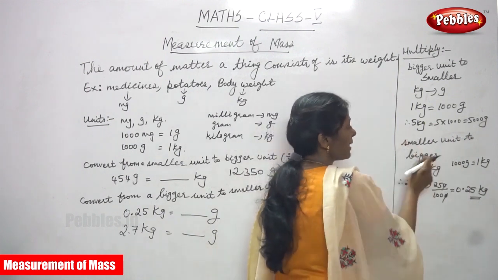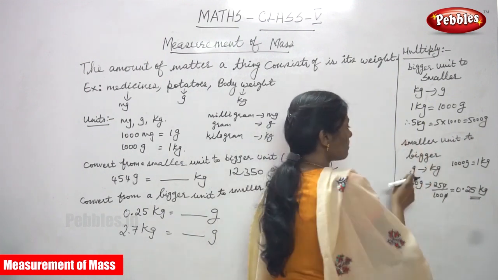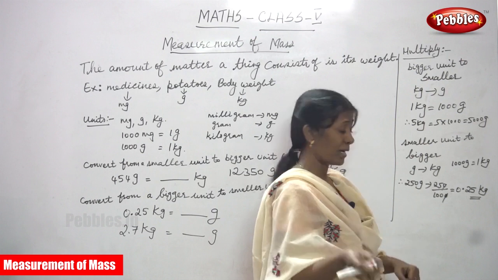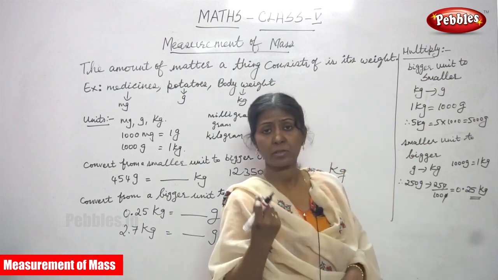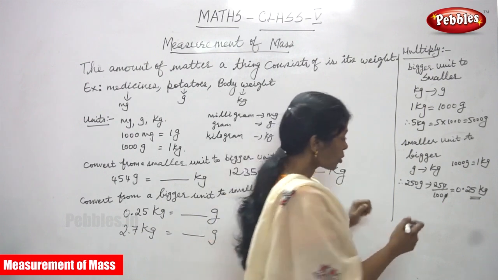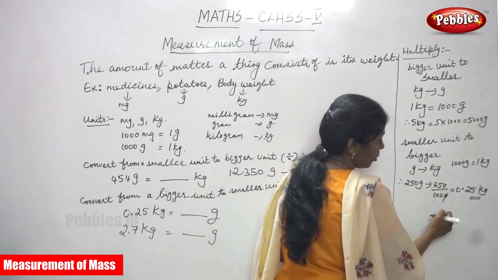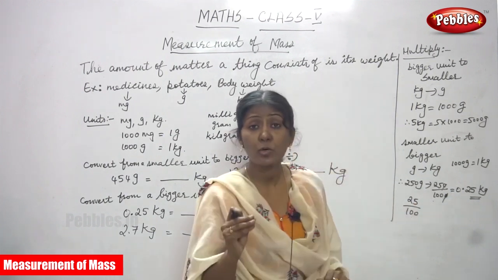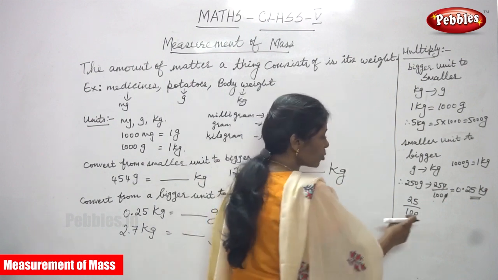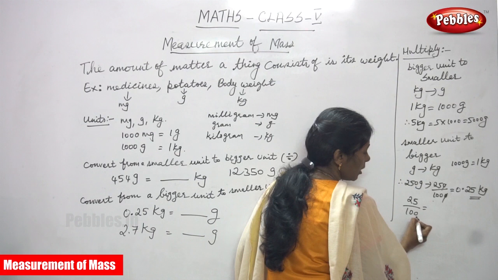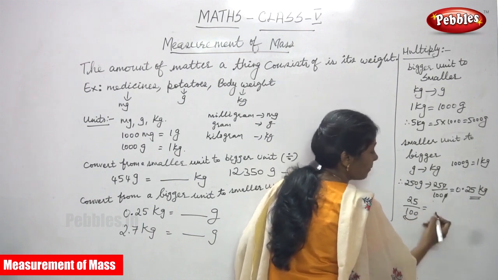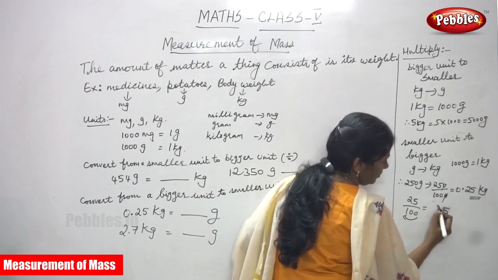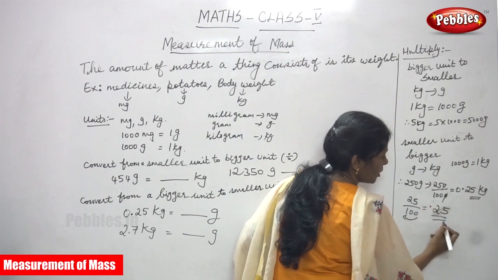Smaller unit to bigger unit means division, that is gram to kilogram. 1000 grams is equal to 1 kilogram. Take 250 grams divided by 1000. 250 divided by 1000, cancel the zeros, gives 25 divided by 100. Now, how many zeros in 100? Two zeros. So for 25 you have to move 2 decimal places to the left. That is 0.25.